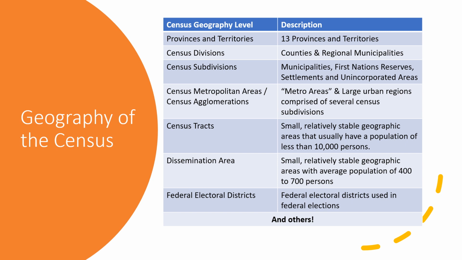Census tracts are usually what you are looking for when someone says they are looking at census information at the neighborhood level. Even smaller than a census tract is something called the dissemination area. There are about 3 or 4 dissemination areas in a census tract. And then there's another level of geography, which is called the Federal Electoral District. It corresponds with the electoral district boundaries within federal elections. There are many other levels of geography as well, but today we are just focusing on the census geography.